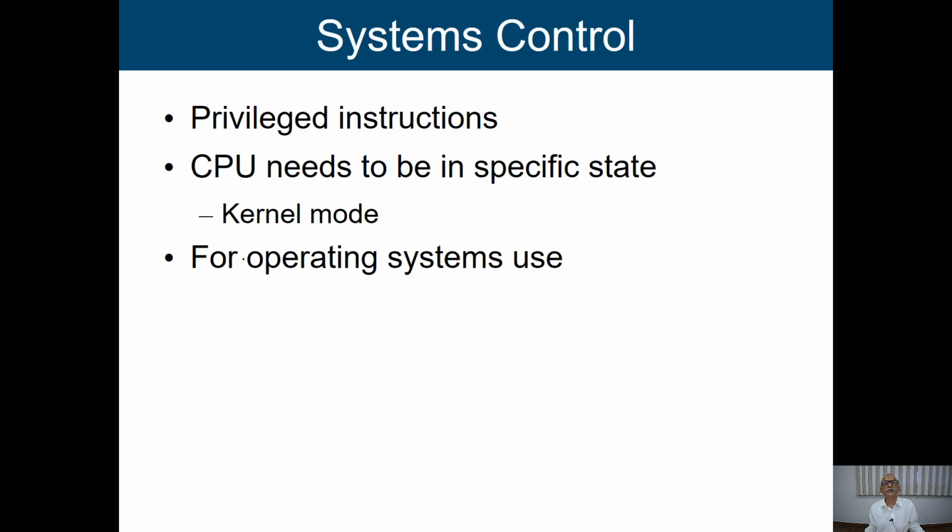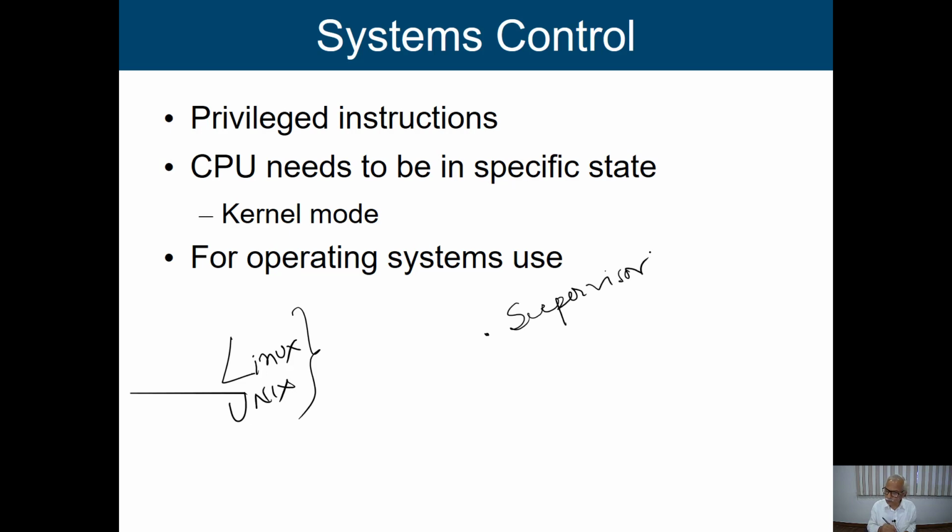After that, we are having some system control operations. These are basically privileged instructions. So the CPU needs to be in a specific state, and we say that this is kernel mode. Okay, we'll just give you some idea where we are going to have this particular system control. So I think most of you have worked with Linux system or maybe Unix system. Okay. So when we are going to work with an operating system, generally it can work with two modes. One is your supervisor mode, or the second one is say user mode.